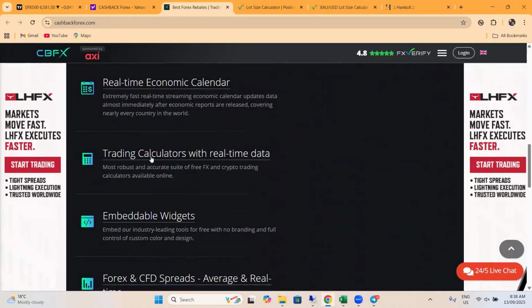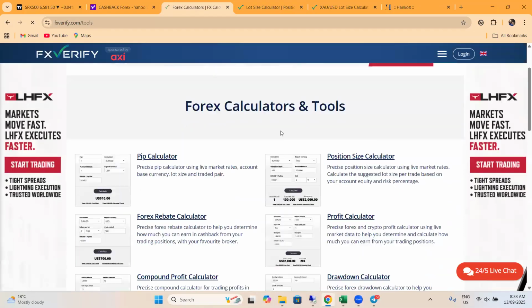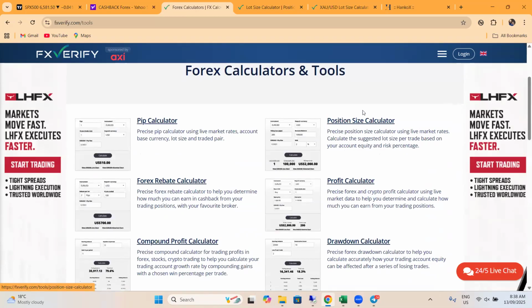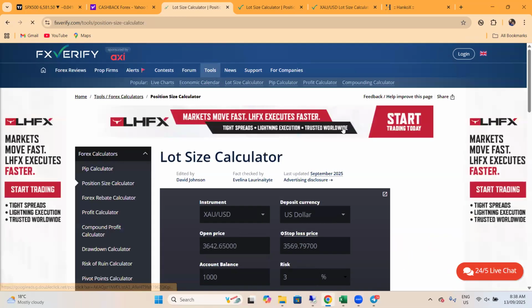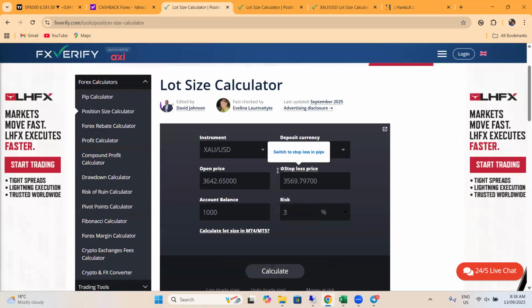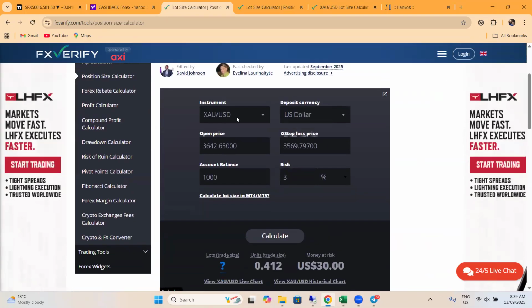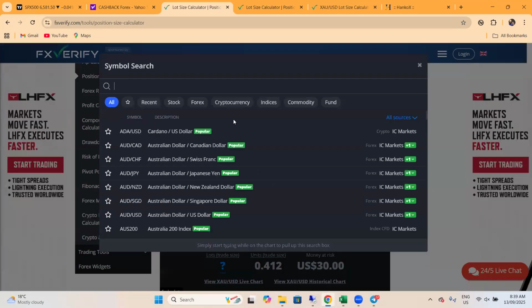And then you want to go on to trading calculators. So click on that and come down, and then you want to go to position size calculator. We want to find the lot size. So click on it. Now, there might be EU in here or a different instrument, so you just got to find which one you need.